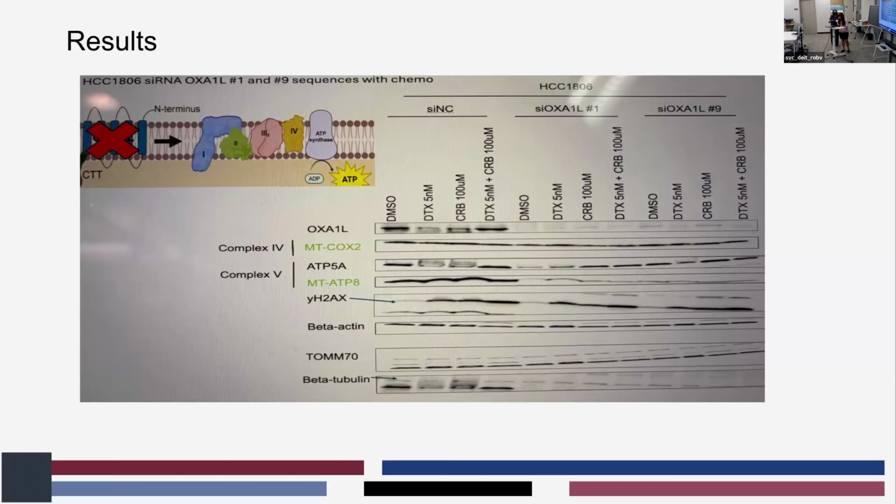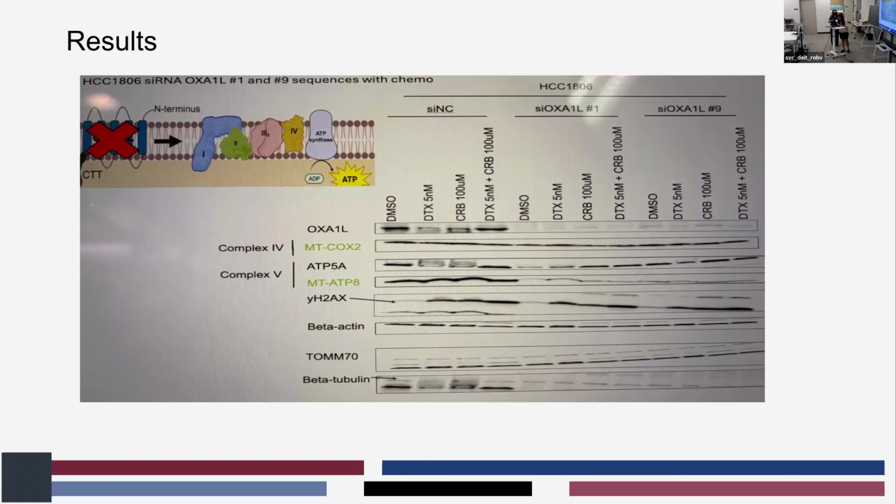According to the results, what we can see here is that for the negative control, which is the untreated one, you can see more expression of the OXA1L, even if it's very faint. But with the small interfering RNAs, all of it is knocked down. So that's why I don't see an expression on these.